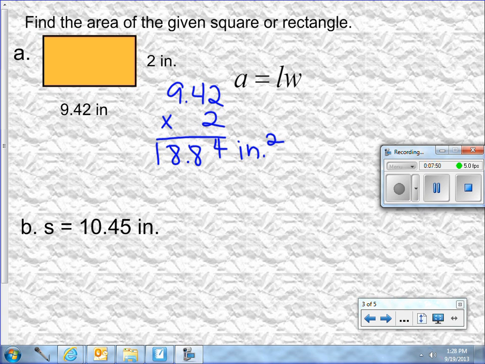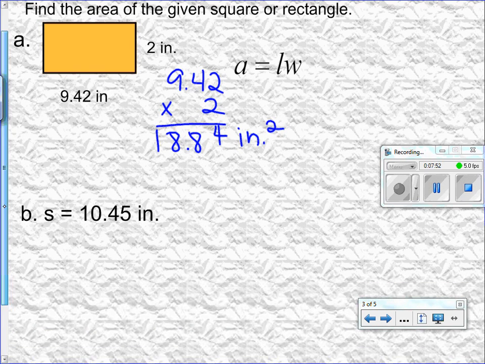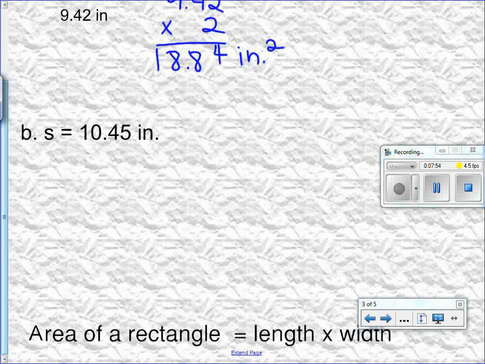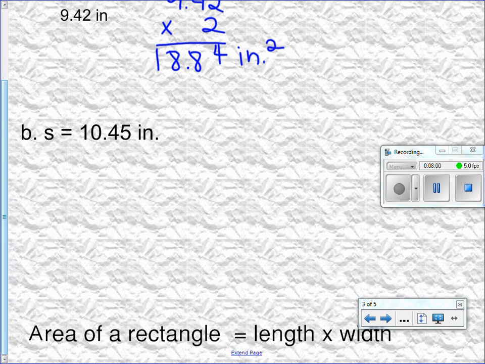Let's do B. What type of shape is B? Who can tell me? Square. It's a square. How do you know it's a square? Because there's only one side. So what's our formula for finding the area? Yes, honey? The number times itself. Or S squared.